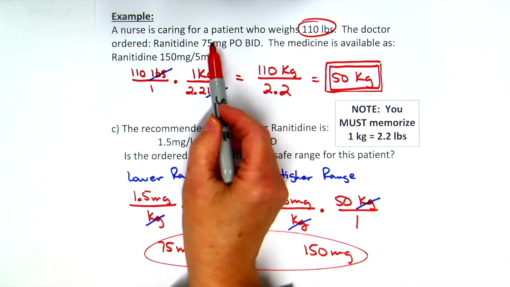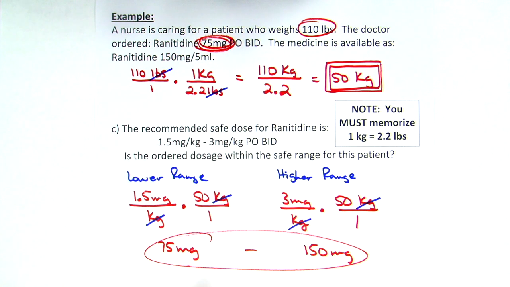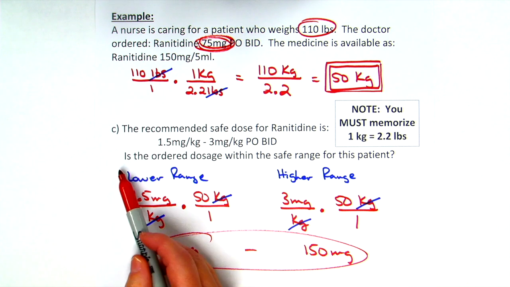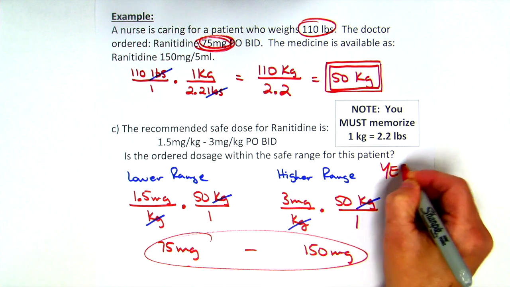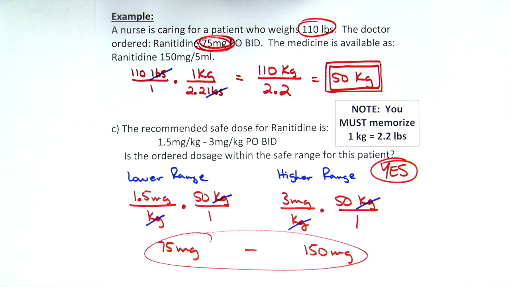All right, and what was ordered was the 75 milligrams. It is within this range. So then the answer to the question is yes. Is the ordered dosage within the safe range for the patient? Yes, it is. Okay, so just to wrap up there with part C, we've kind of covered everything.